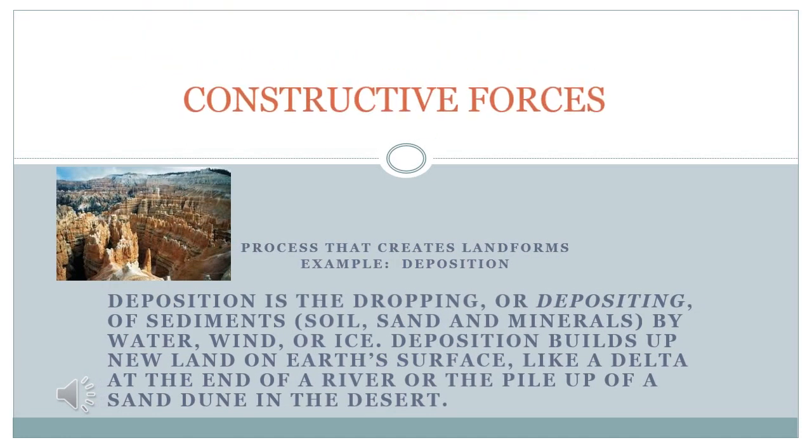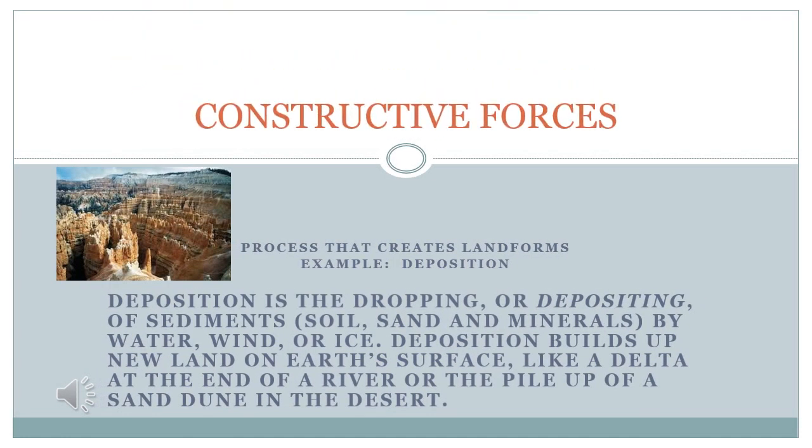The forces, process that creates landforms. Example, deposition. Deposition is the dropping or deposition of sediment, soil, sand, and minerals by water, wind, or ice. Deposition builds up new land on Earth's surface, like a delta at the end of a river or the pile up of a sand dune in the desert.